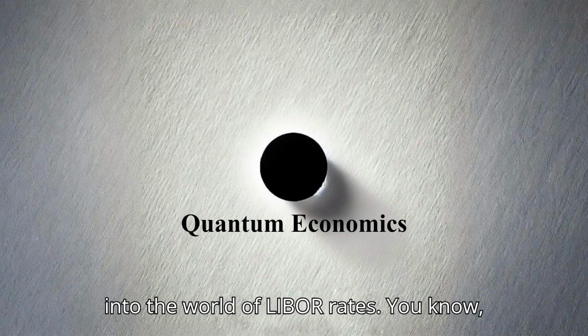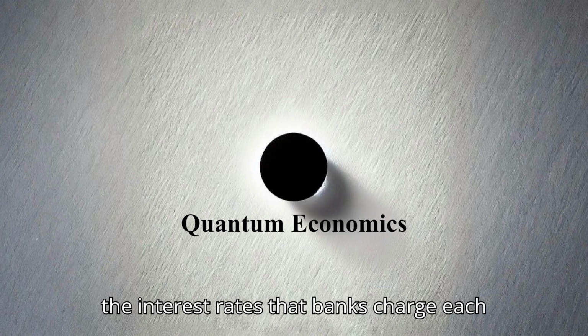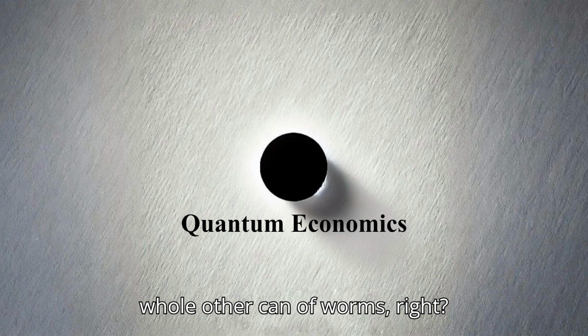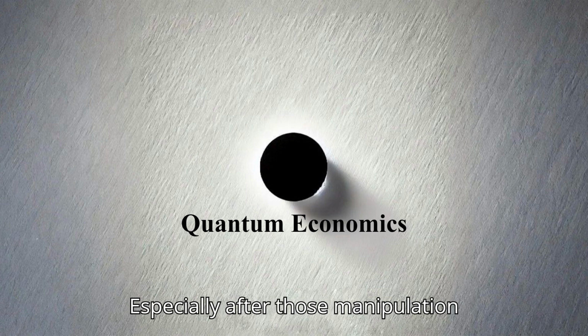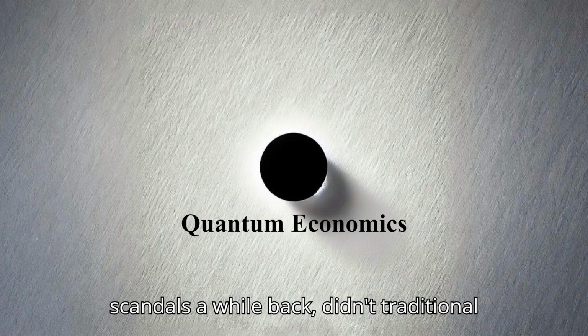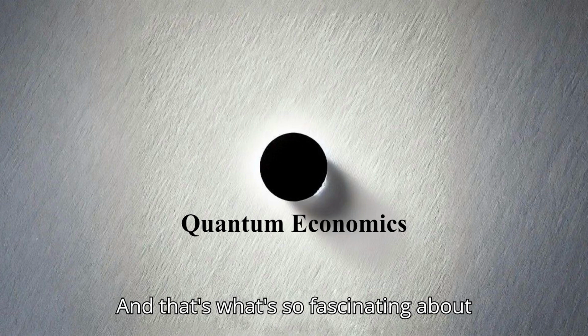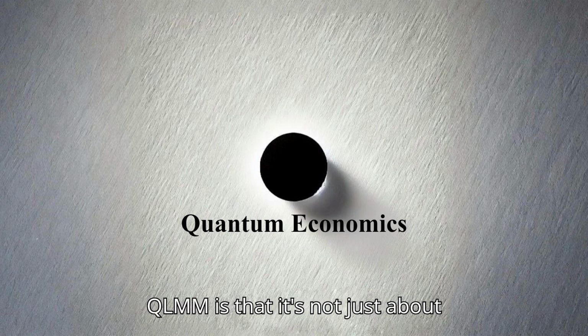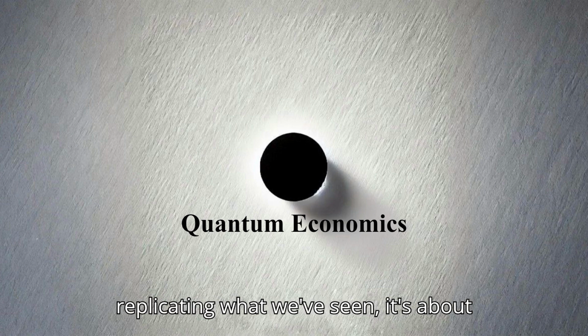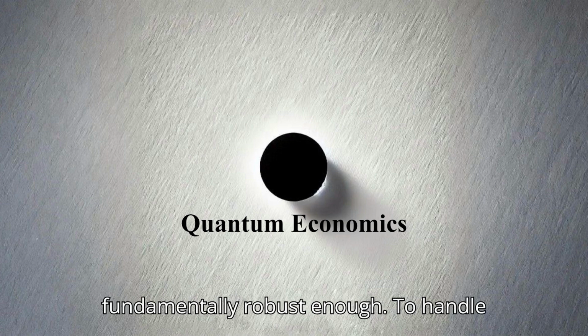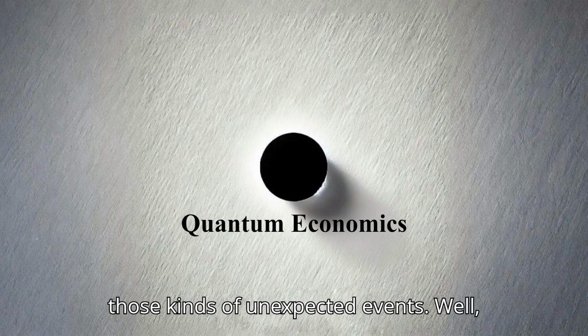And this dives into the world of LIBOR rates, the interest rates that banks charge each other. Oh, LIBOR. Now that's a whole other can of worms, right? Especially after those manipulation scandals a while back. Didn't traditional models really struggle to capture that kind of behavior? You're exactly right. And that's what's so fascinating about QLMM: it's not just about replicating what we've seen. It's about trying to build a model that's fundamentally robust enough to handle those kinds of unexpected events.